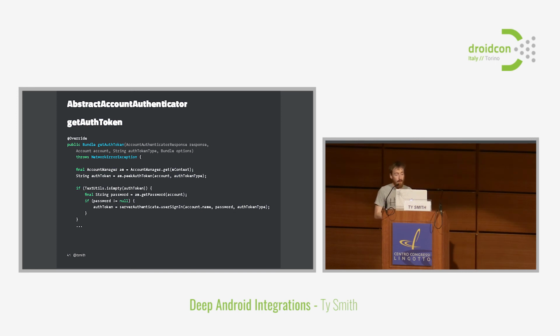Now, the getAuthToken is another one of the methods that's commonly used and often needs to be used in these sort of app integrations where one app needs to grab a token out from another app. And it's called, and we'll walk through the meat of this implementation a little bit. First, we want to extract a username and password from the account manager.